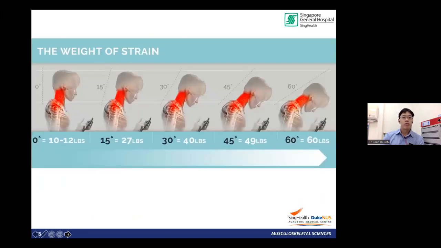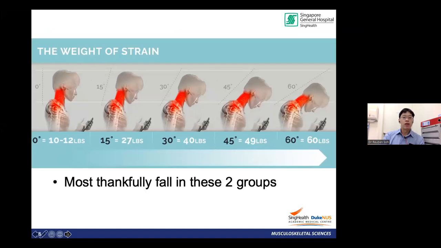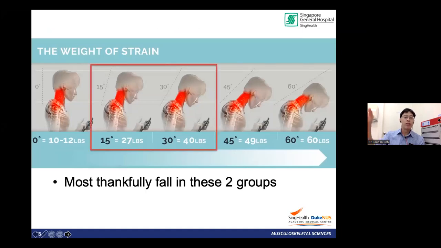Now, the weight of strain, of course, is increased when you look down more. And you can see here that when you look in the MRT or in the offices, most of our people are in group one and group two. Having said that, it is already a significant amount of weight. Can you imagine carrying 20 kilograms on your head for a good half an hour? I think this is certainly something quite stressful. And so I think it's important to pay attention to the kind of posture that you have when you're using your mobile phone.